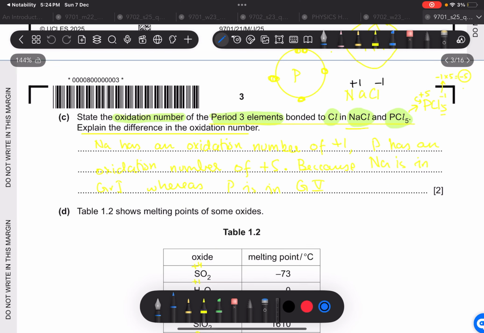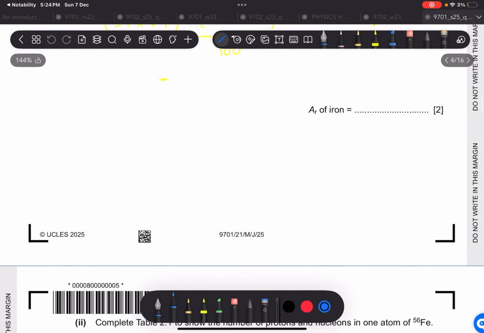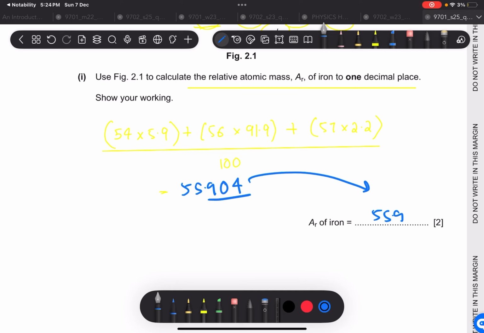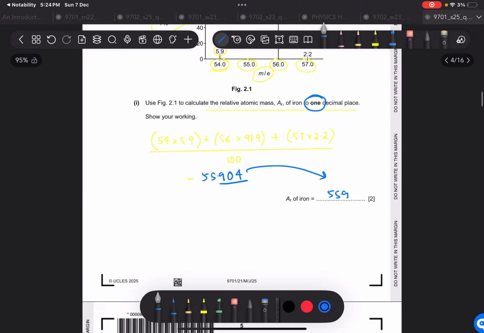So now we were here. Okay, so it's going to be 55.9. 55.9 is our Ar that we got, and make sure that you write it to one decimal place, because on the calculator I'm getting 59.04, but if I add 59.04, that's going to be messed up, because the examiner stated clearly that it should be up to one decimal place.